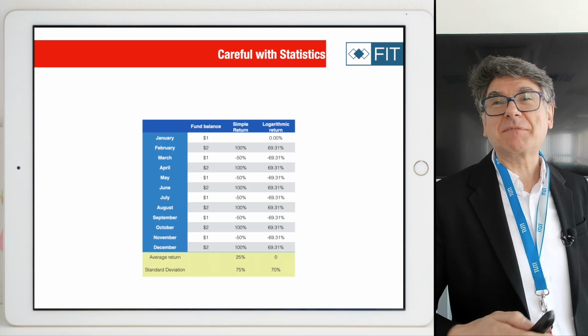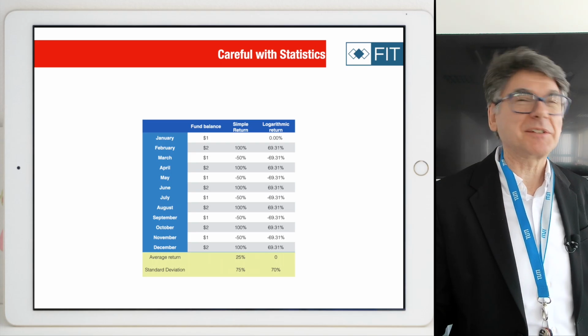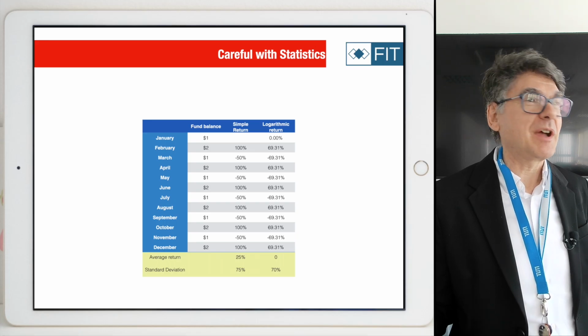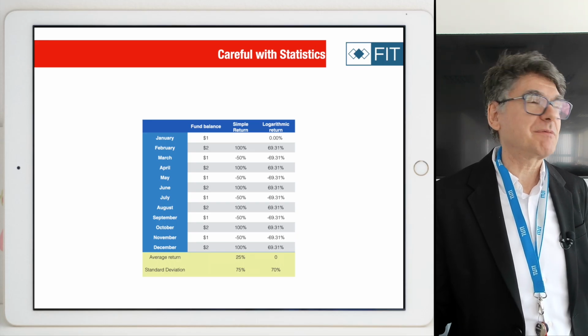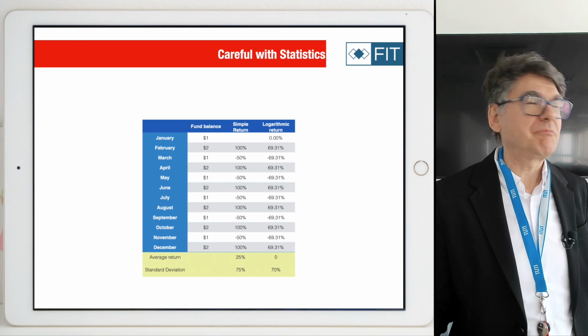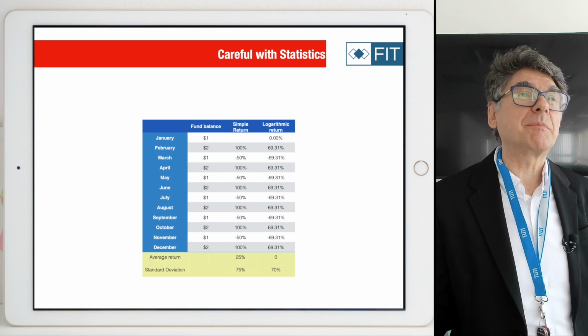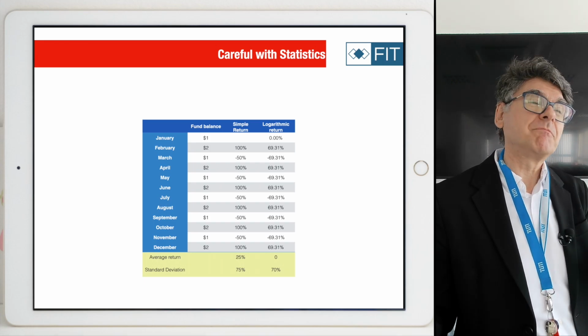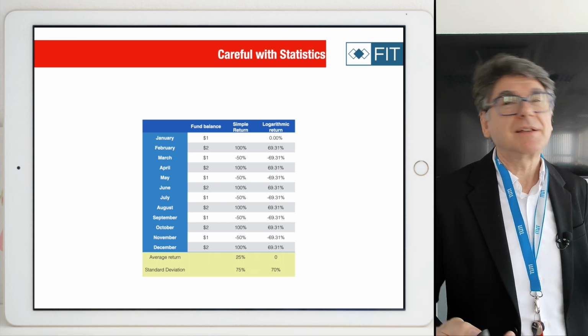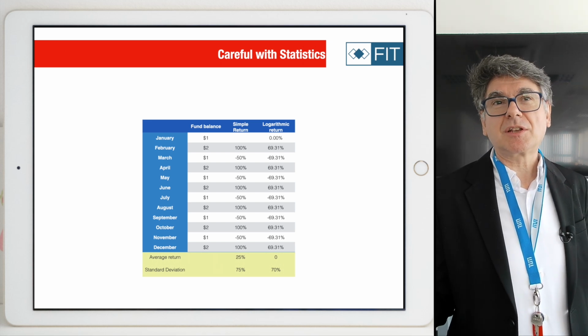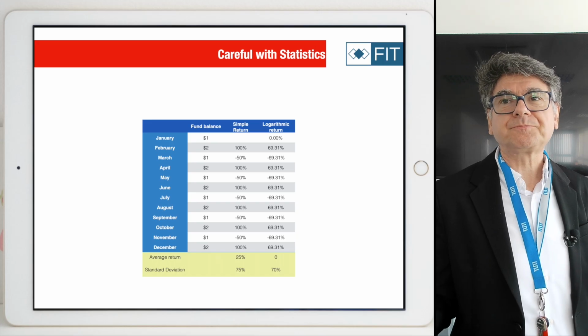By the way, this is a fantastic story for everybody in marketing. You have many different ways of expressing your fund returns. We're going to see more today, by the way. So pick the best, which is the best for you. But if you're on the receiving end, you need to understand what's being sold to you.